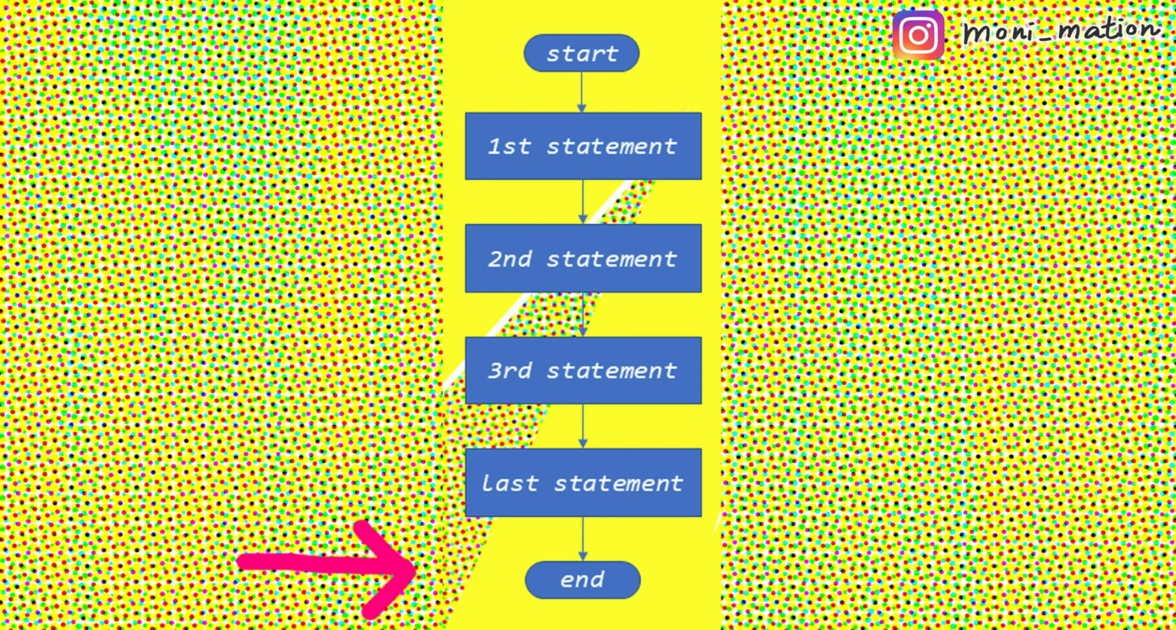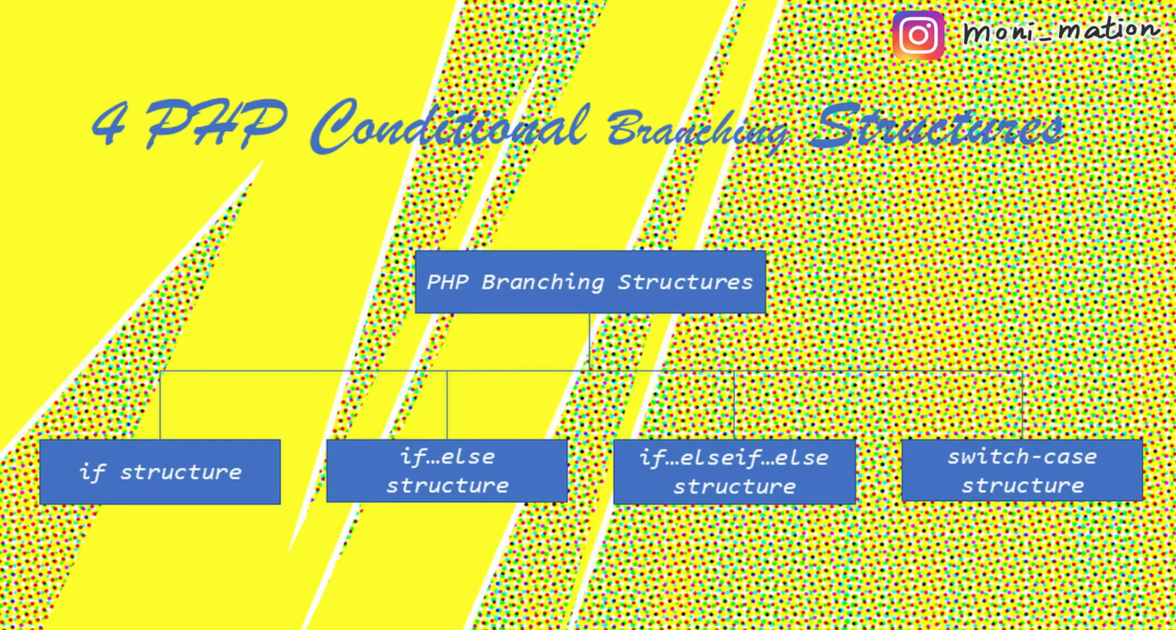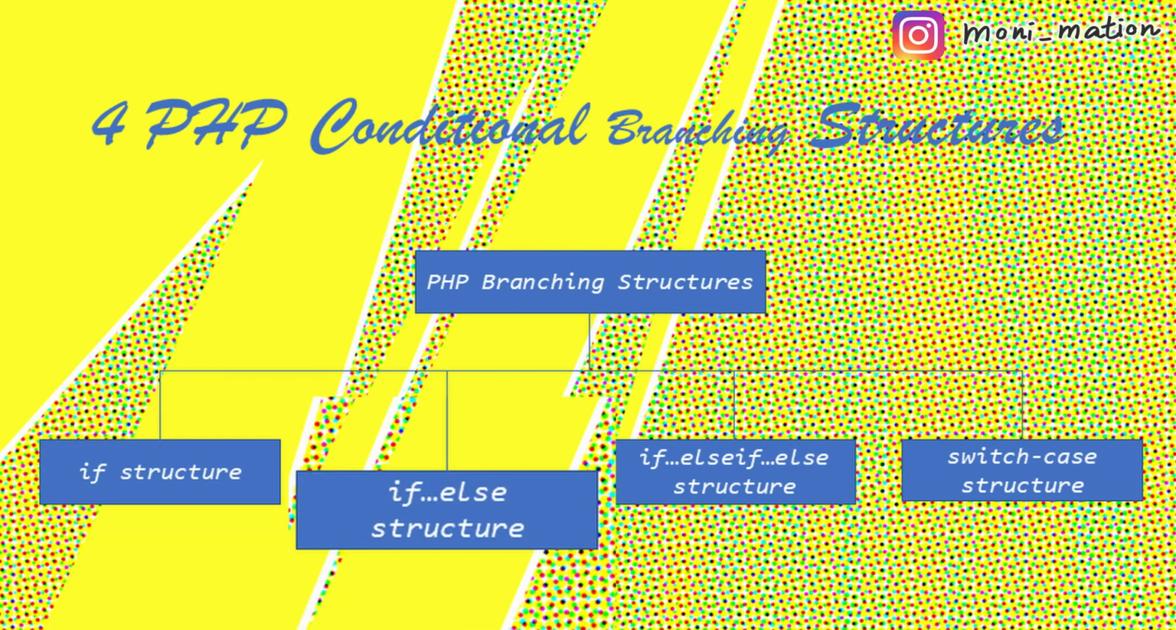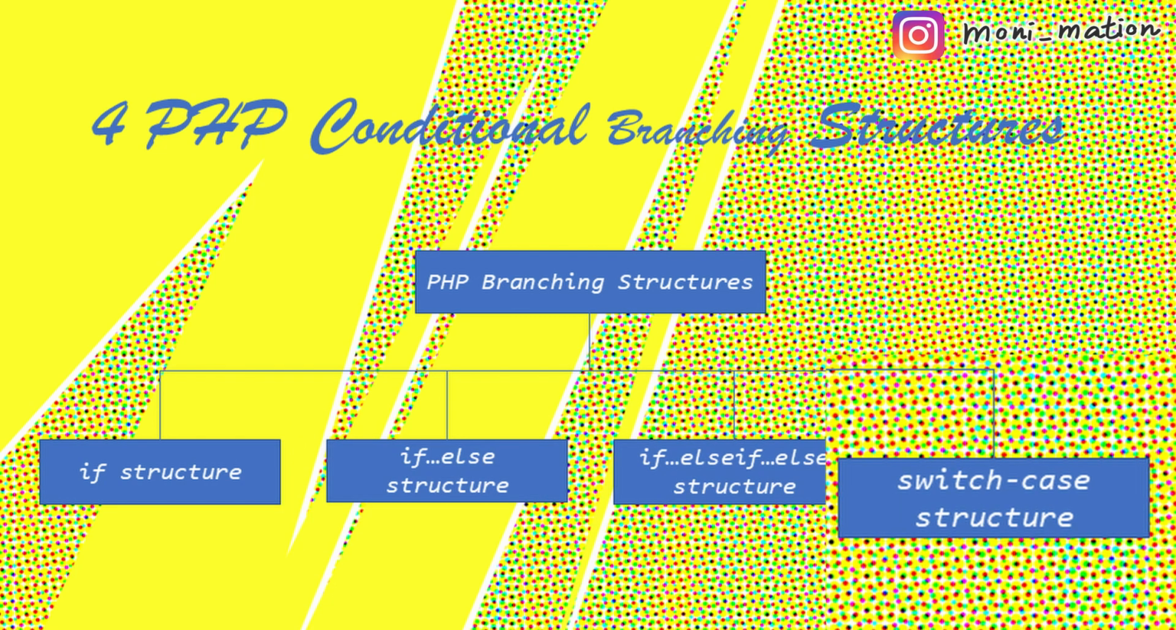Conditional branching structures allow a program to jump to alternative paths of execution based on the fulfillment of one or multiple conditions we define. There are basically four different types of conditional branching structures in PHP: the simple if structure, the if-else structure, the if-else if-else structure, and the switch case structure.